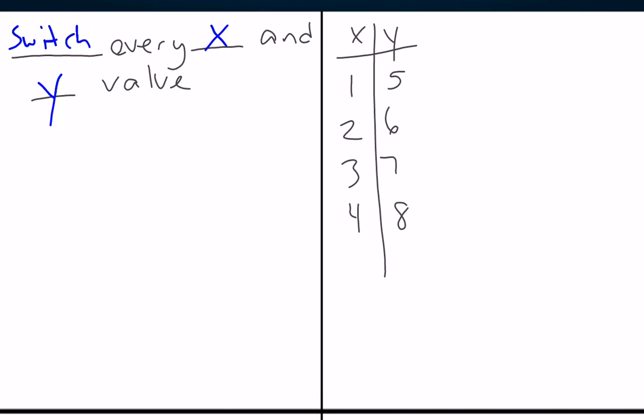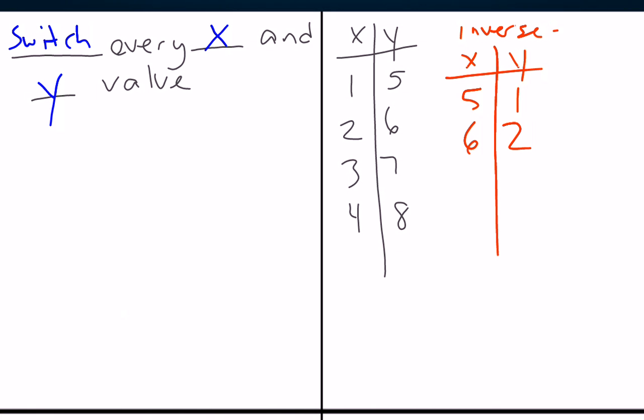So my new table that represents the inverse would be: switch your first x and y, so it would be 5, 1. If you have 2, 6, that means my inverse is 6, 2. If I have 3, 7, then my inverse would be 7, 3. And if I have 4, 8, that means I would have 8, 4.